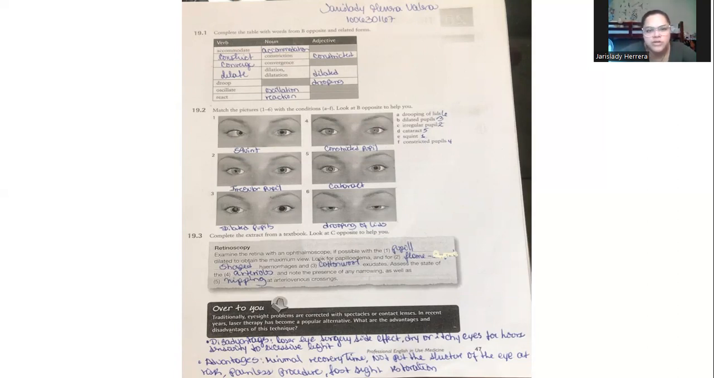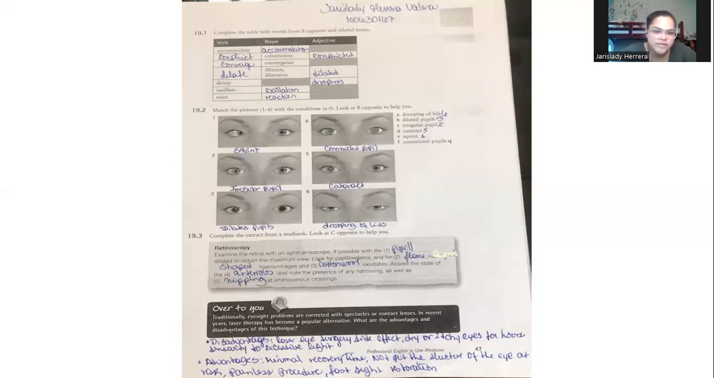Match the picture with the condition. 1. Skin. 2. Irregular pupil. 3. Delayed pupils. 4. Constricted pupil. 5. Cataracts. 6. Dropping of lids.